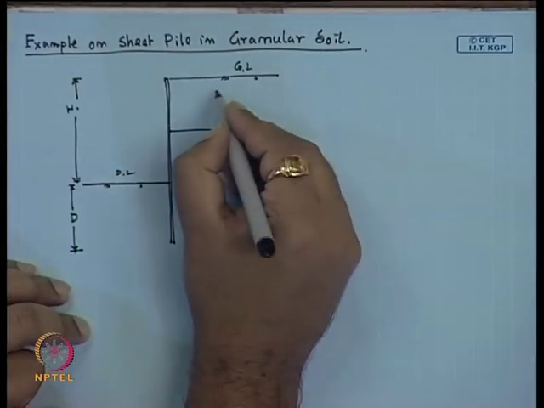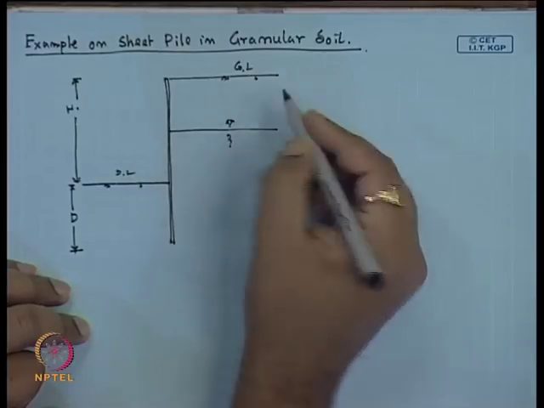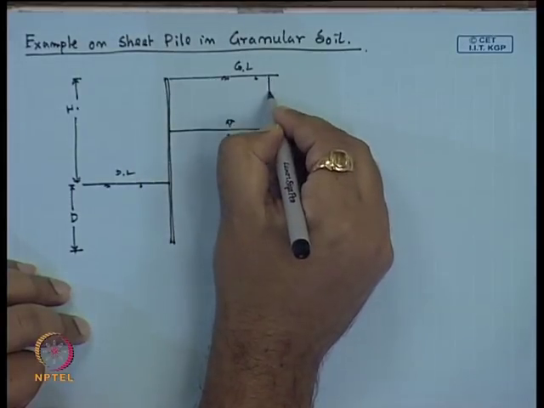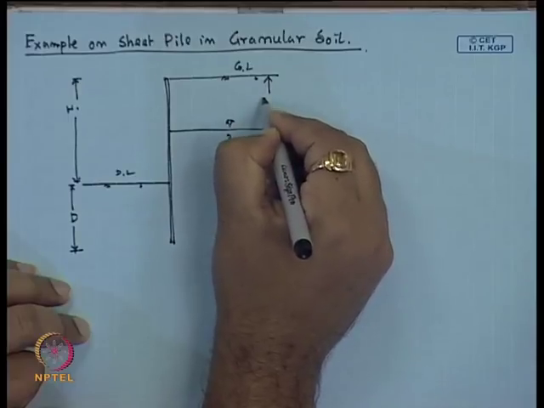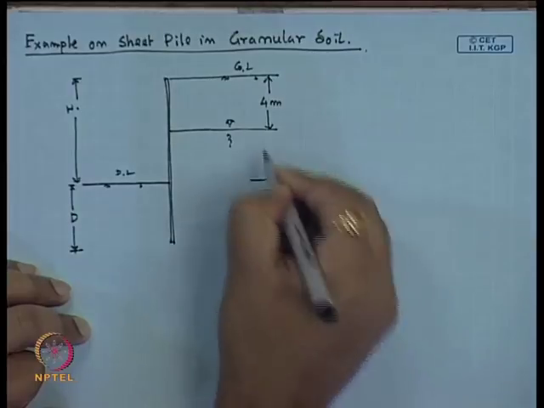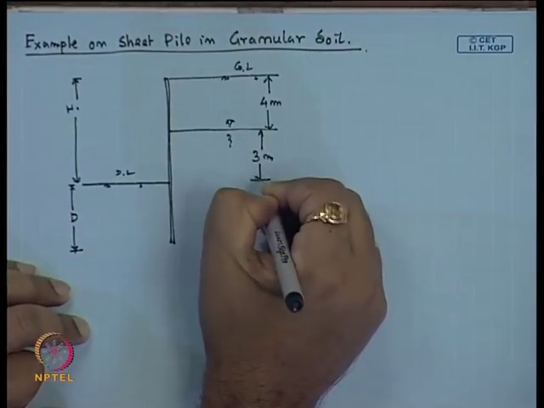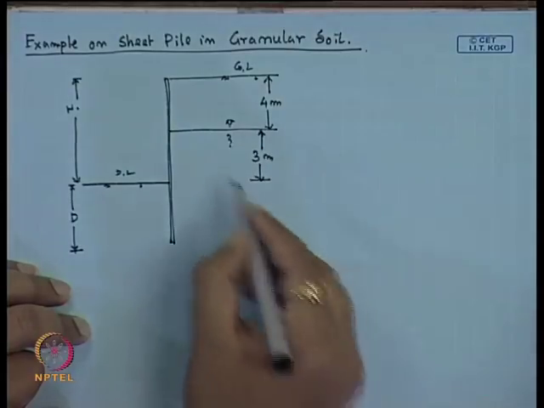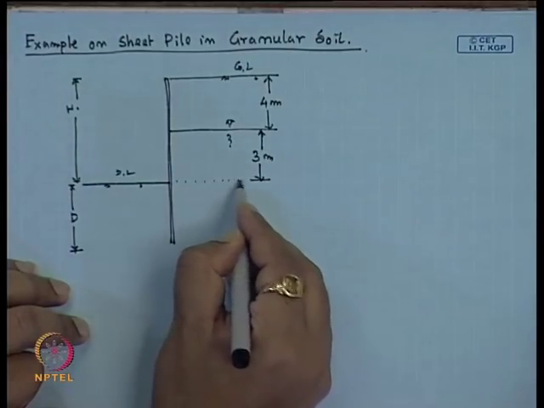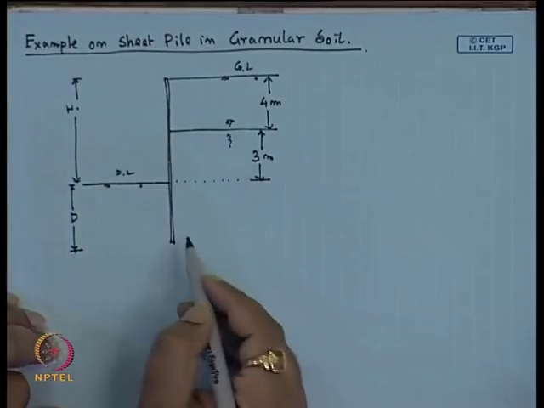Now, we have to consider the location of the water table and the properties of the soil above and below it. This water level is 4 meter below the ground level. Dredge level is another 3 meter below the water level, and this depth is unknown, that we have to determine.